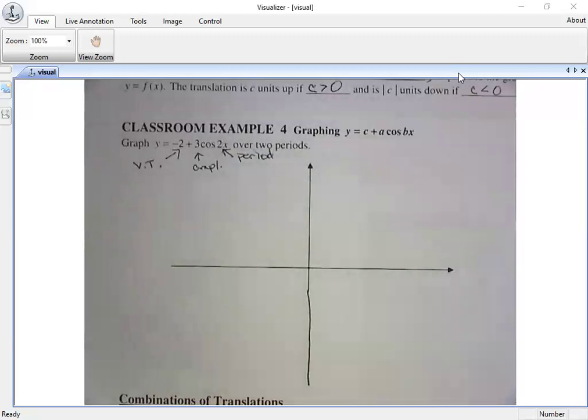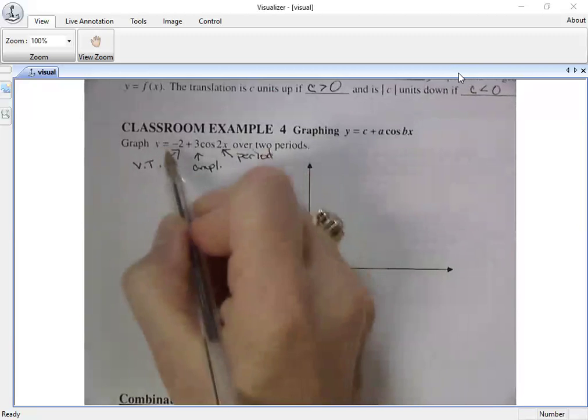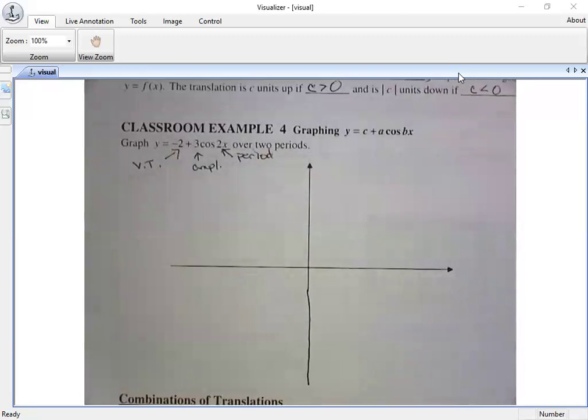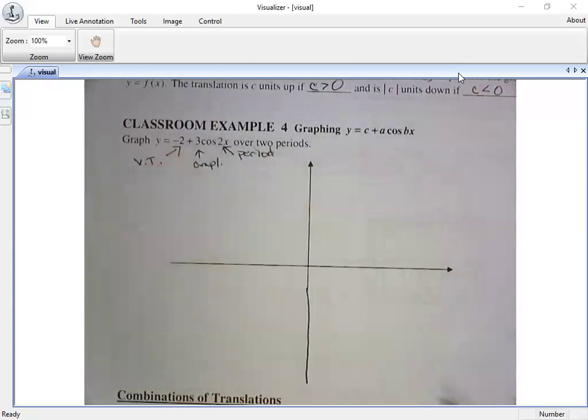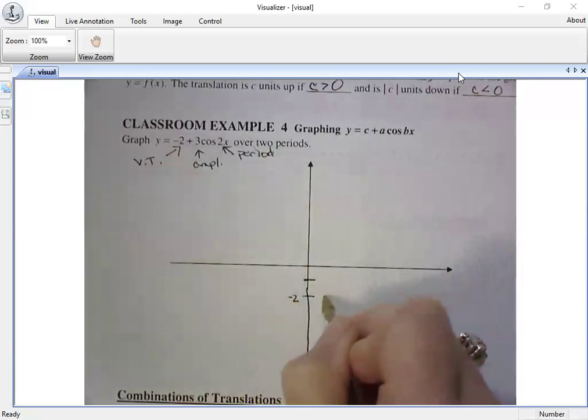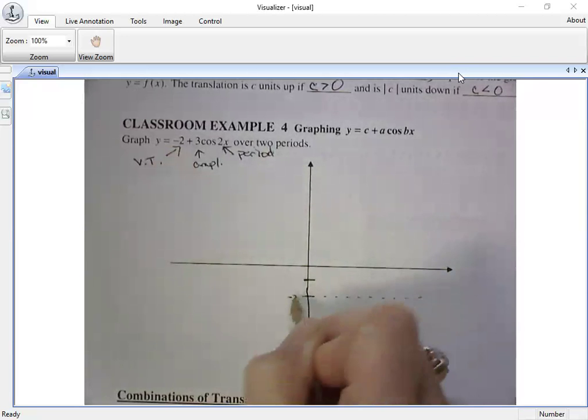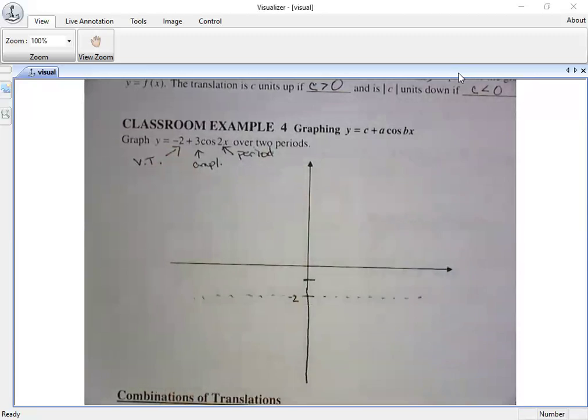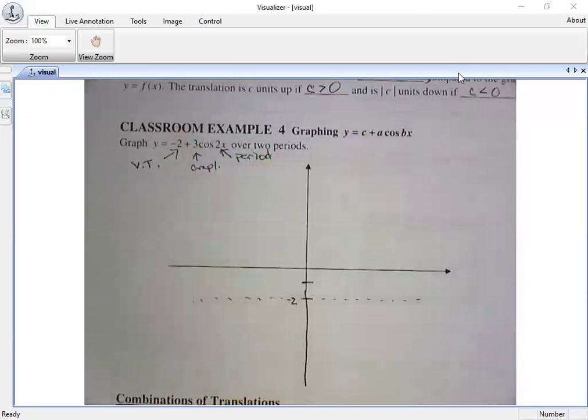I think you're onto something, Elizabeth. I would start with the vertical translation. Remember I said that however much this moves, instead of being centered on the x-axis, it's now going to be centered on this y value. So if I move down to -2, you might want to put a dashed line there, because that may help us remember that's now going to be my axis value whenever I graph, okay? So we've taken care of that.